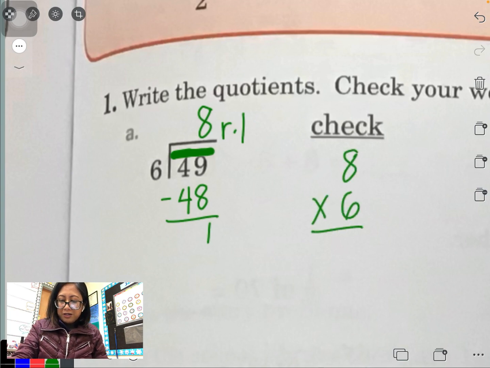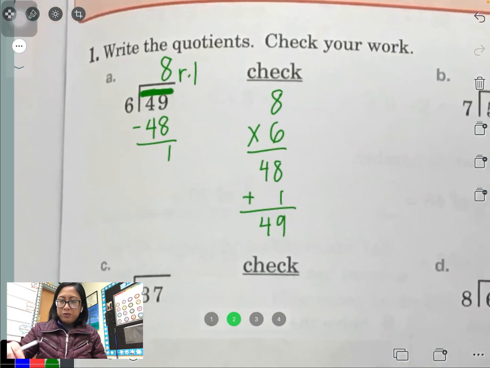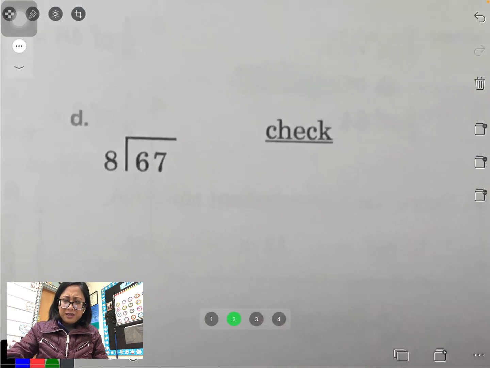How do I check? Well, I'm just going to do 8 times 6. 8, 16, 24, 32, 40, 48. Plus the extra 1 is 49. There you go. I know, super easy. I think they just want you to review how to divide, which is good because we still need practice here.